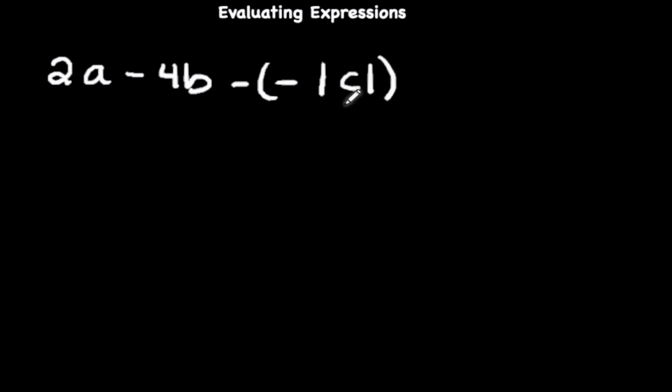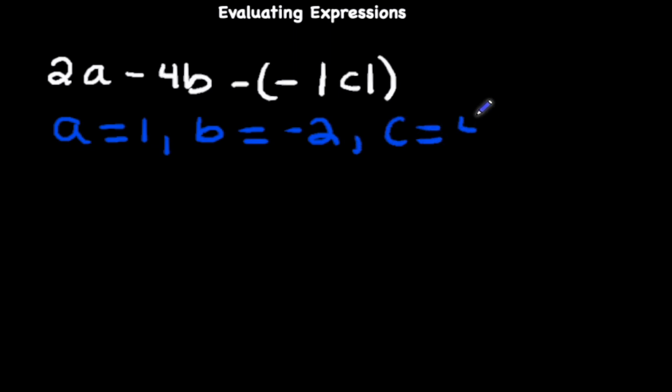Okay, so let's say that you're given the expression 2a minus 4b minus absolute value of c, and we'll end it there. And let's say that a is equal to 1, b is equal to negative 2, and c is equal to 4.